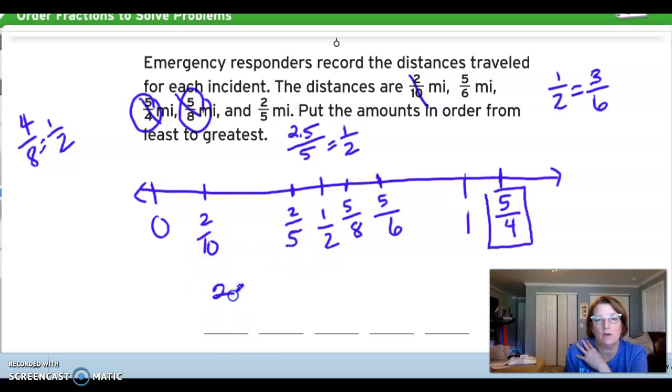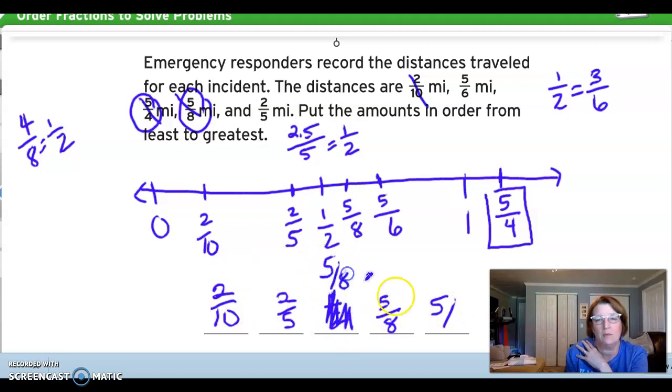So in order, these go 2/10, 2/5, 1/2, 5/8. Wait a minute. Don't use the half. This should be the 5/8. I can't get to my eraser. I apologize. This should be 5/6, and this should be 5/4. So we have them in order from least to greatest.